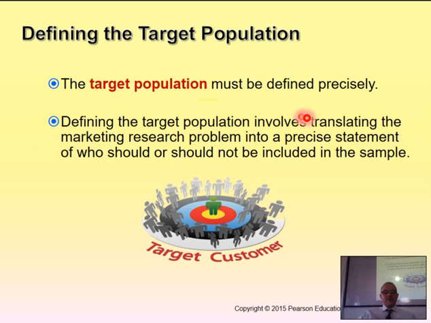Defining the target population involves translating the marketing research problem into a precise statement of who should or should not be included in the sample. Remember when we looked into the problem, let's say we talked about Pampers not selling well, and then we started to look into moms who buy. So here you define we want all the moms who have a kid or a baby, and the baby's age is between 0 and 4 years old. This is how it's defined, because that's where the problem comes from.